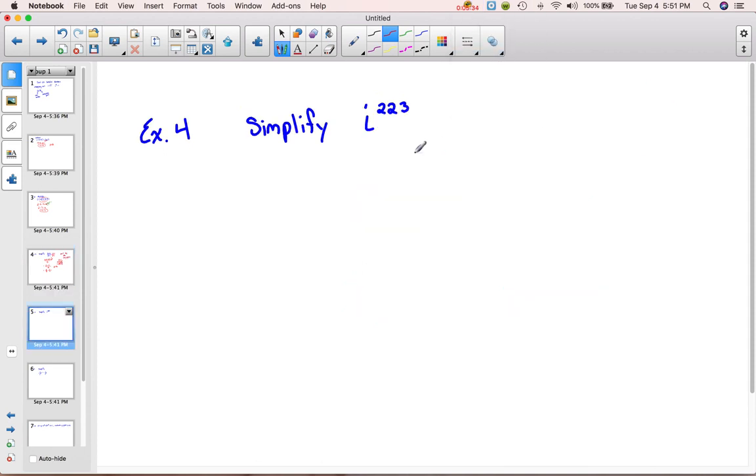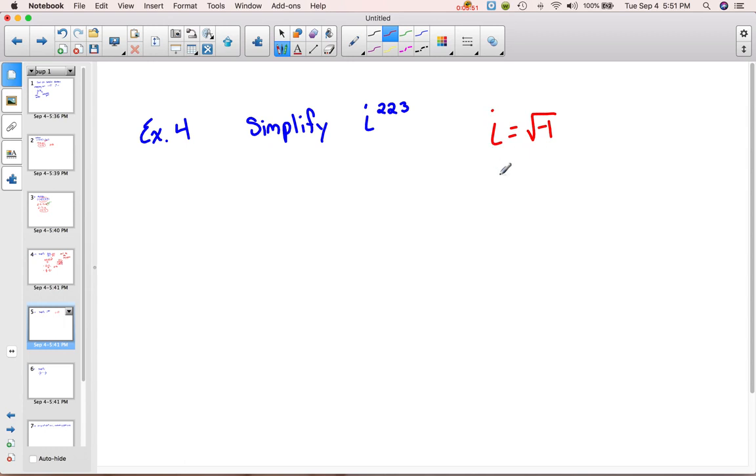Okay, what if you are asked to simplify i raised to the 223rd power? Well, you're probably going to want to recall what this pattern was. Remember that i is the square root of -1.